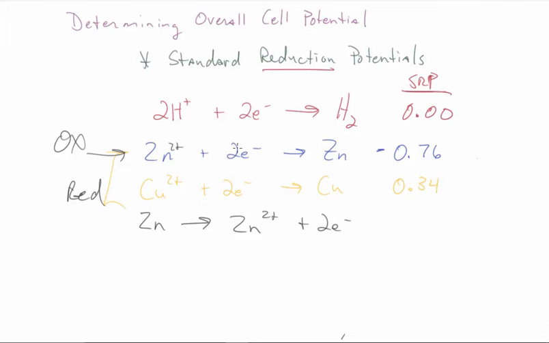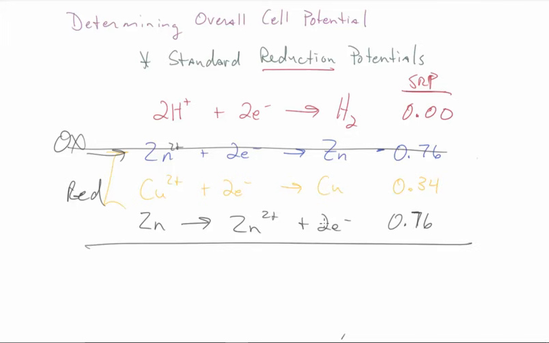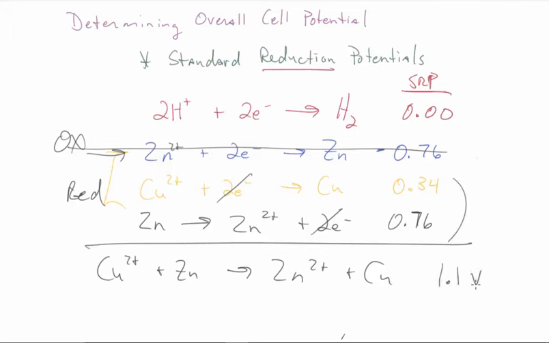Now it's an oxidation, and what we do is turn the sign of that and make it a positive number. Now, I hope you notice if I add these two things together, the electrons cancel out. I end up with Cu2 plus and zinc, giving me zinc 2 plus and copper. That was my original reaction, and then if I add these two potentials together, I get 1.1 volts.